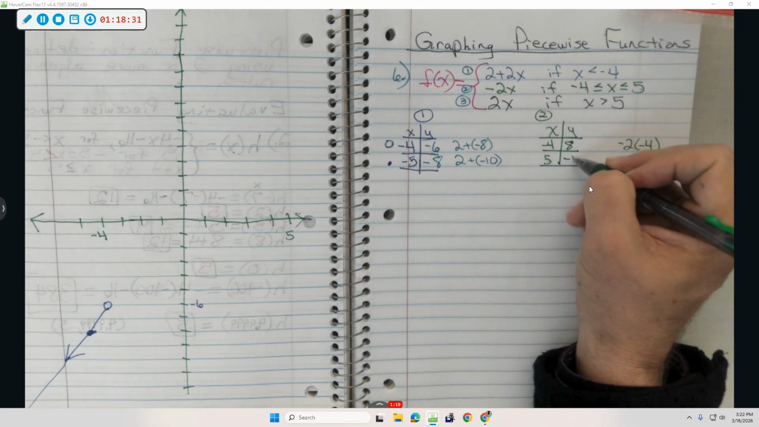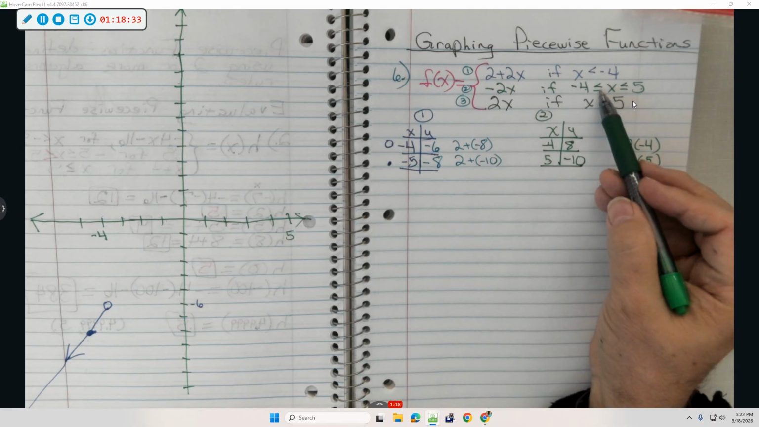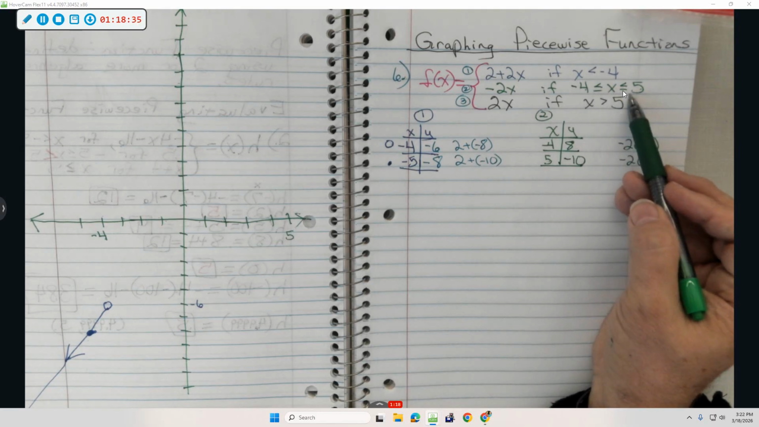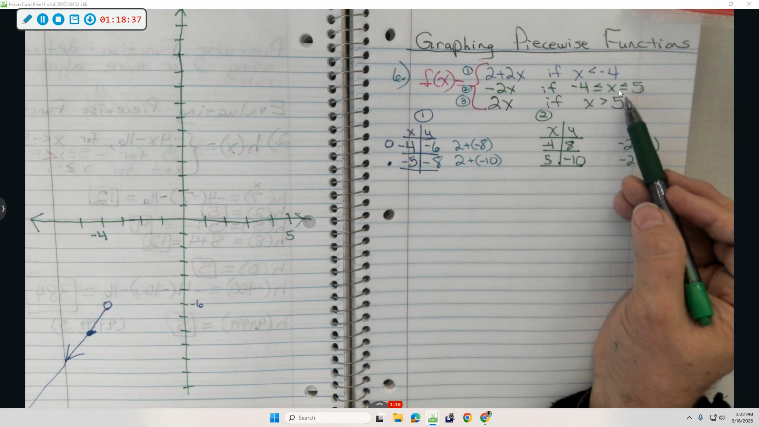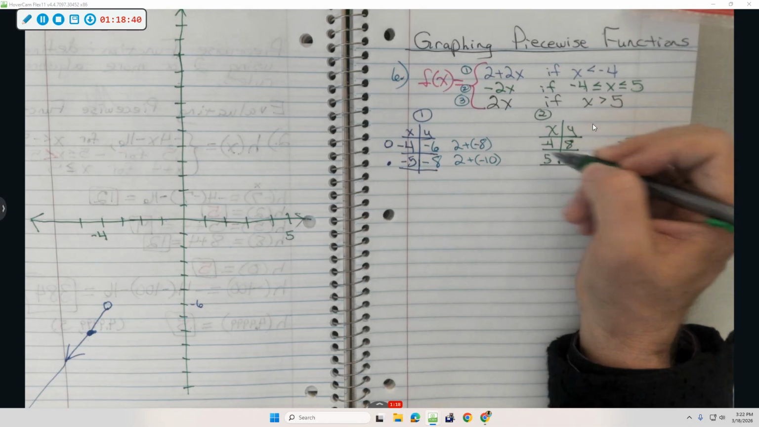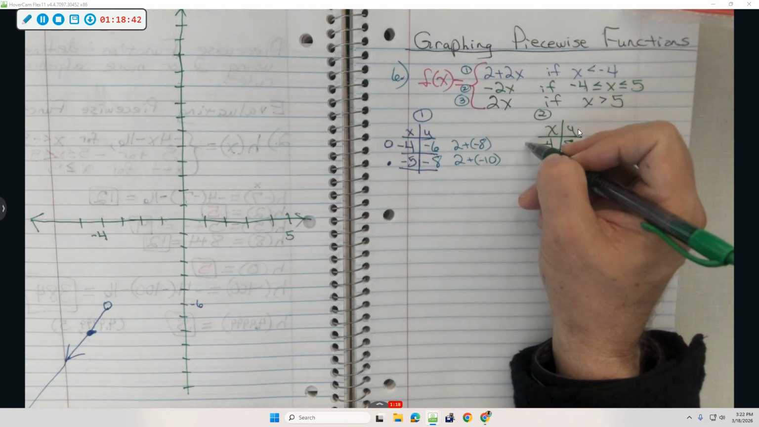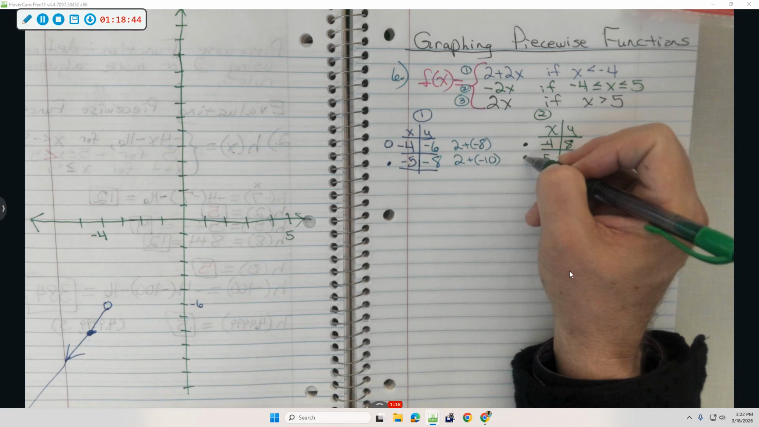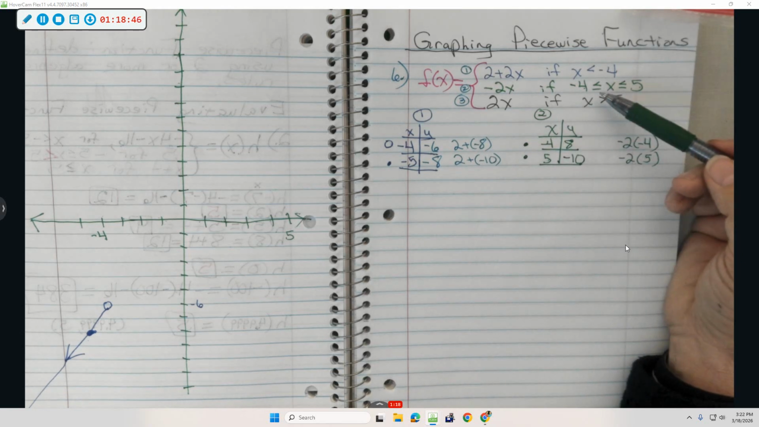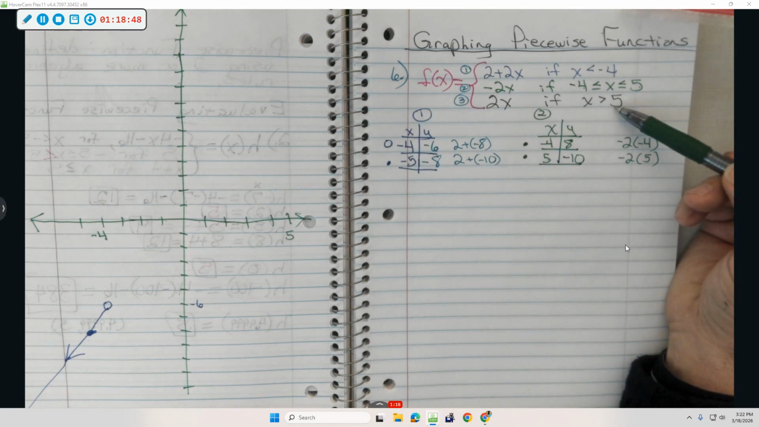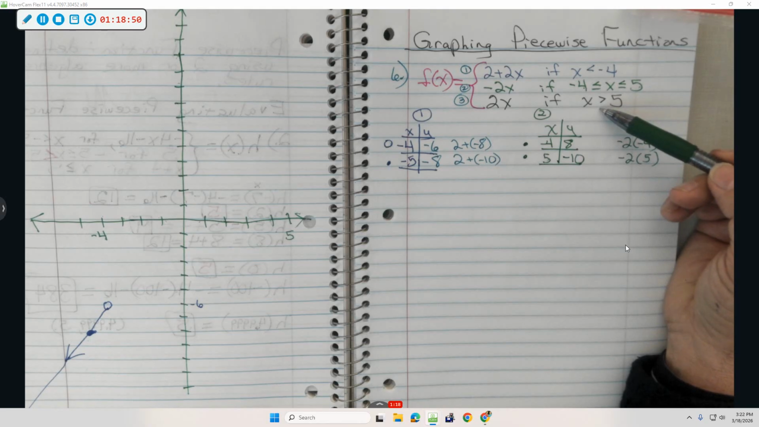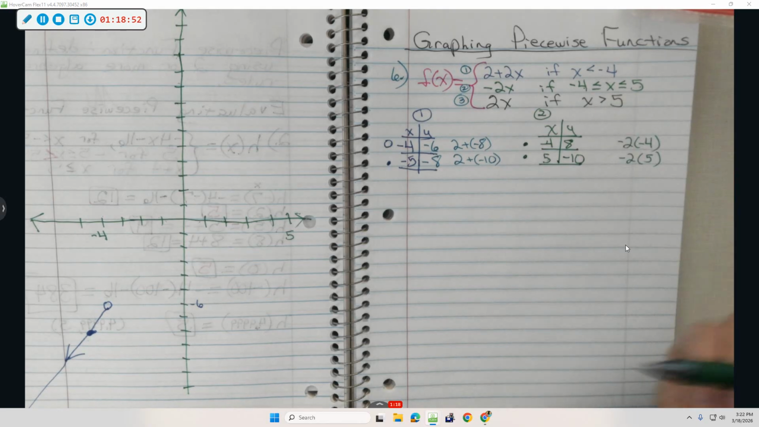Giving me a -10. Realize equality is allowed on that middle piece. So we're not going to have any open circles, those will just be regular closed dots. You only have an open circle when you're plugging in a cut point for which there's no equality.